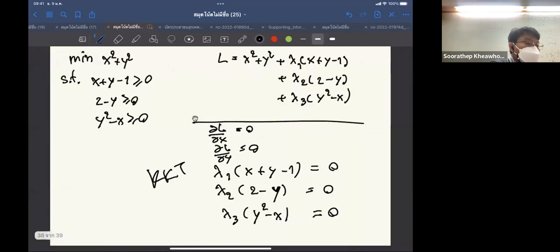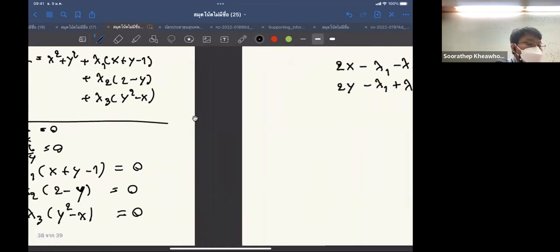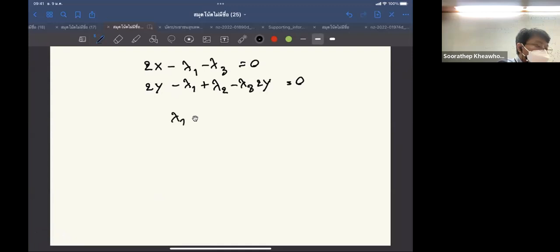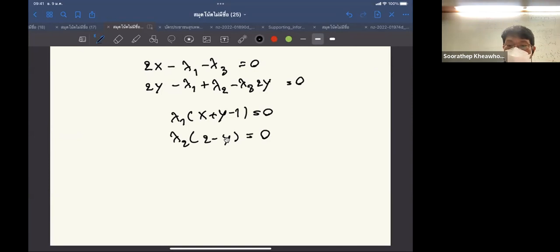And what else do we have? Because all of these are inequalities, we need that lambda 1 times (x plus y minus 1) becomes 0. Lambda 2 times (2 minus y) becomes 0. And lambda 3 times (y square minus x) becomes 0, right?